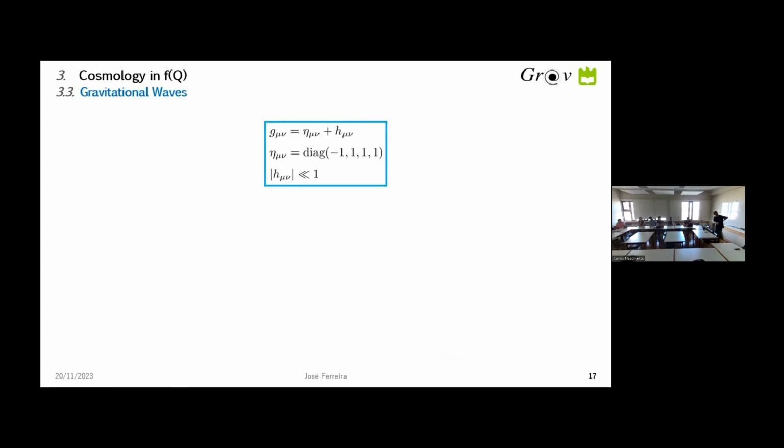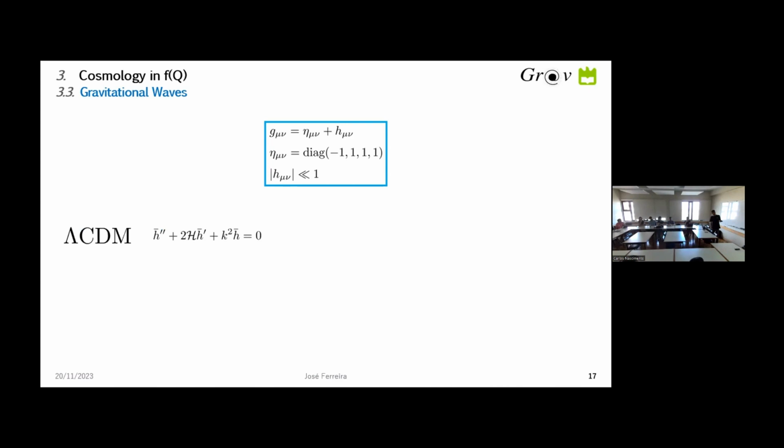Yeah, okay. Let's move further ahead. One of the probes that we're using to test these cosmological models are essentially gravitational waves. So we have to know how having this cosmological model modifies the propagation at large scales. As usual, we consider that a gravitational wave can be taken as a perturbation on locally flat space-time.